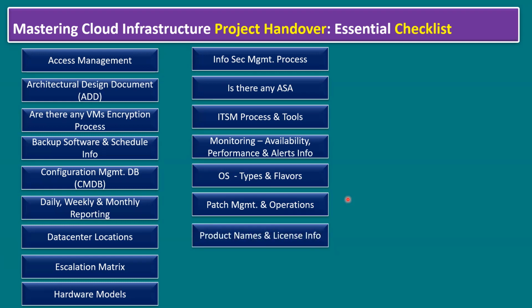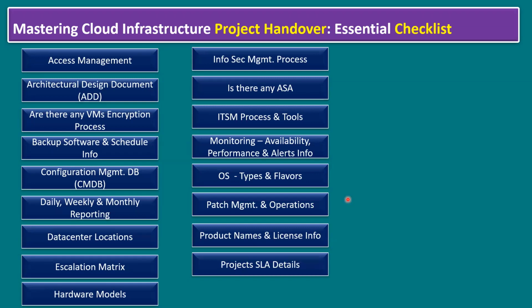And another item, product names and license information. Product names means within this project how many products we are using, like how many server-related products, network-related, storage-related, backup-related, application-related, all the product list we should maintain. And for that list, also what license we are using: a standard license, advanced license or enterprise license. Whatever license we are maintaining, we should have details of the license information. Normally, in case of any license expiry, we should also plan to renew our existing licenses. Or in some scenarios, we may procure a new license.